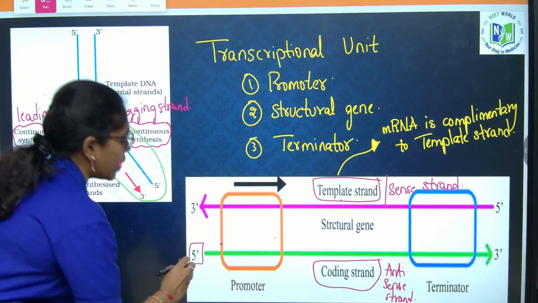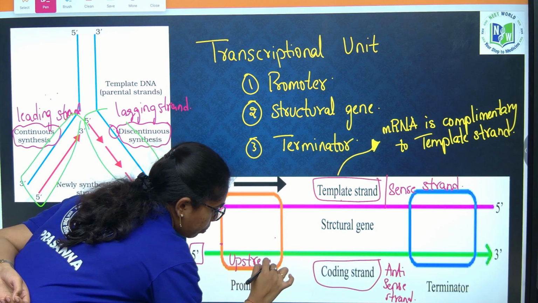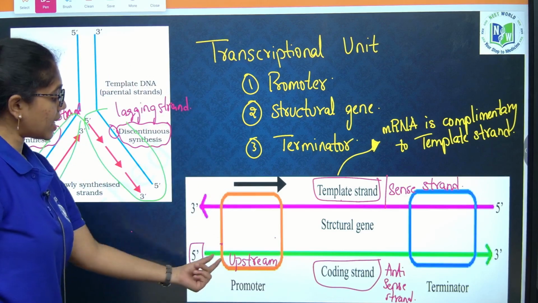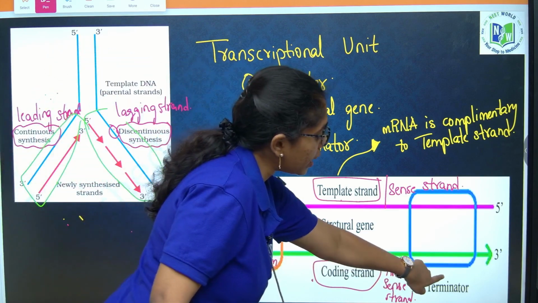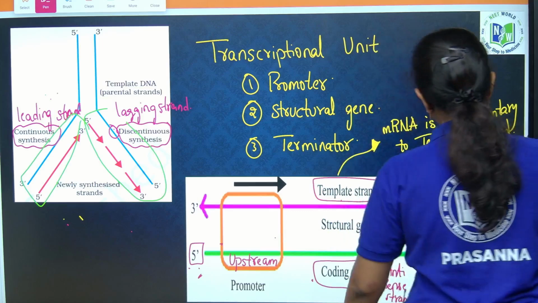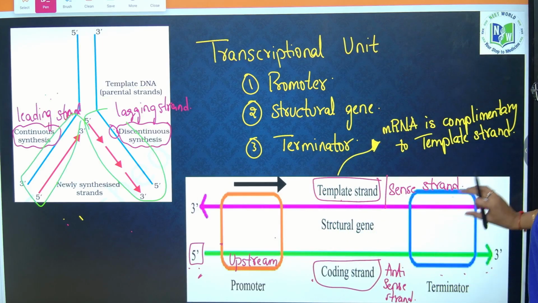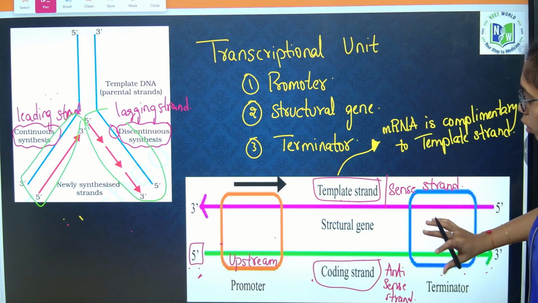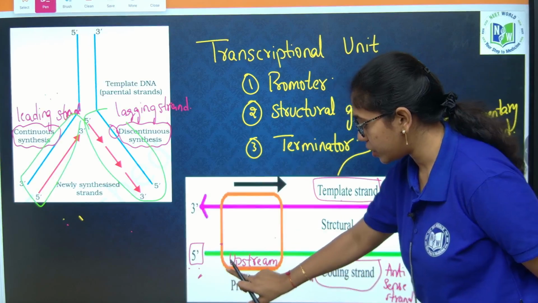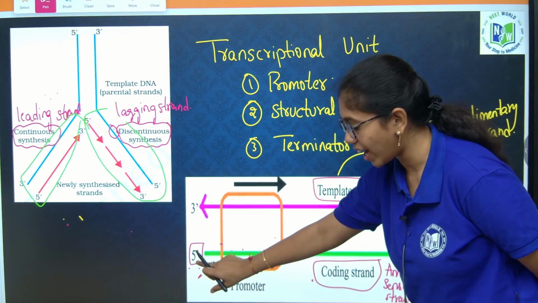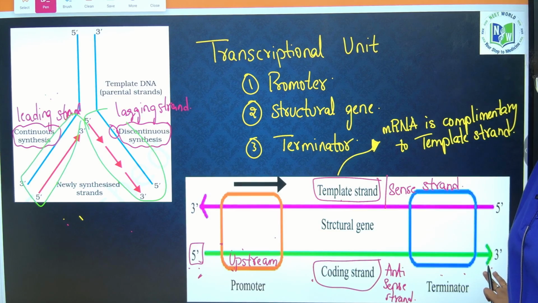Here, at the 5' region of the coding strand, the promoter is situated at the upstream. Where is upstream present? If the question comes, it is present at the 5' region of the coding strand. And where is the terminator present? It is present at the 3' region of the coding strand and the 5' of the template. This is least bothered, but most important is you need to remember that the upstream or promoter region is present at the 5' region of the coding strand, and the terminator is present at the 3' region of the coding strand.